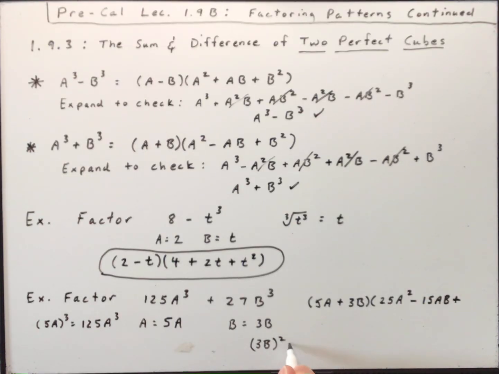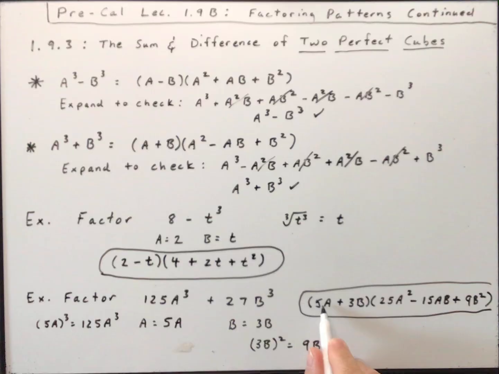All right, just to show you my thought process here. 3 squared is 9, and then b squared would be b squared. So plus 9b squared. All right, so how could you check that? You would just FOIL it or multiply it back out, distribute the 5a and the 3b across, and you'll come back to the original 125a cubed plus 27b cubed. All right, so 5a plus 3b times 25a squared minus 15ab plus 9b squared. So pretty cool. All right, let's do one more of these.